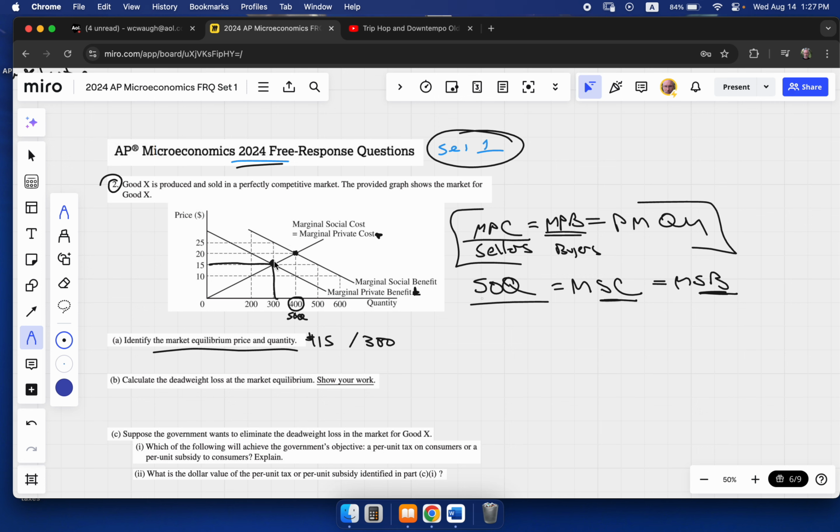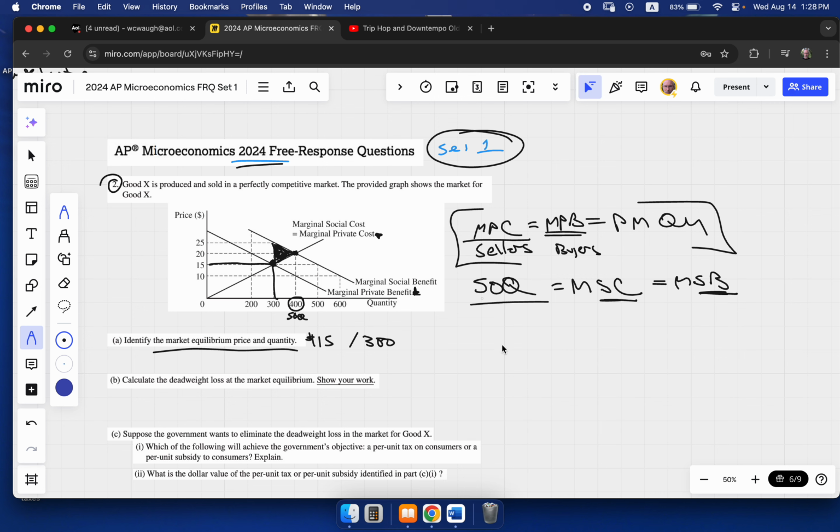We can recognize that we want more of this good, so all of this triangle right there is what we call deadweight loss. We would like to have society consuming 400. They only consume 300, and that's where our deadweight loss triangle comes from.